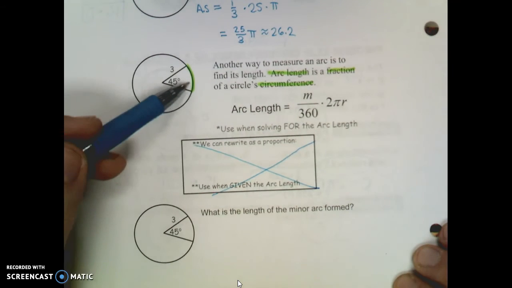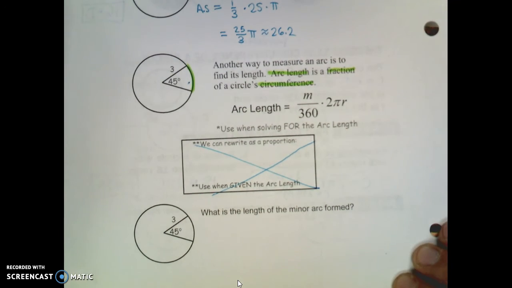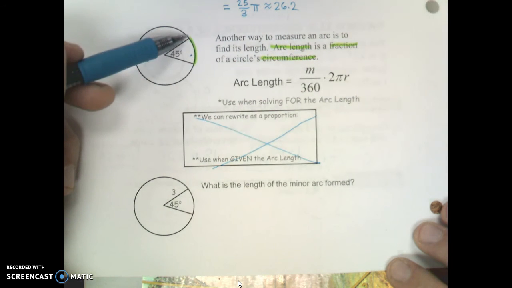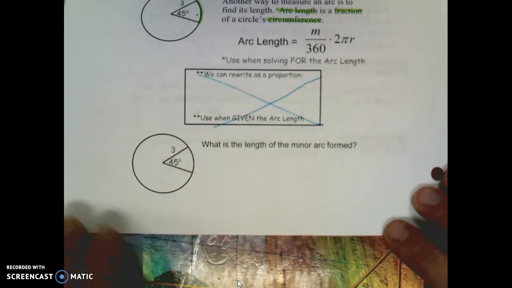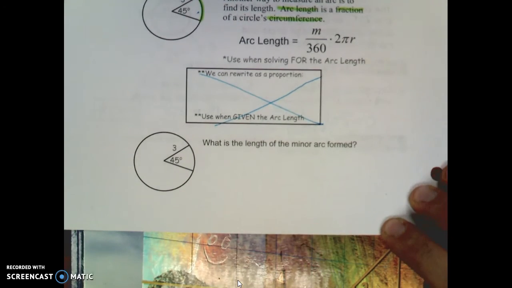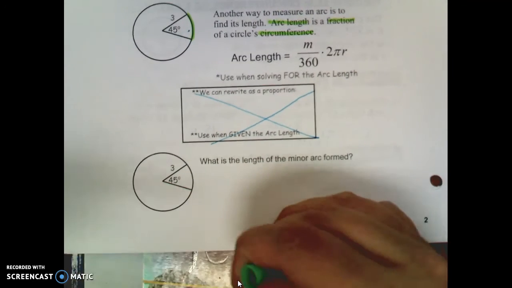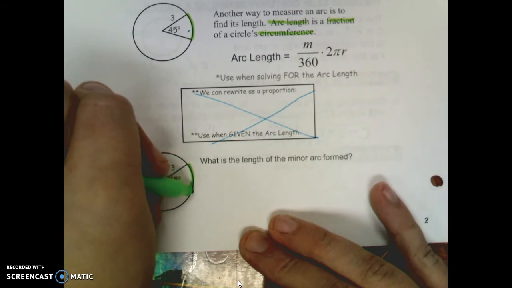So if I want to find this arc length right here, using the pizza equivalent, it's basically like I want to figure out how much crust this part of the pizza has. And so when I go down here, what's the length of the minor arc? Let me grab my highlighter here, I want to know this length.